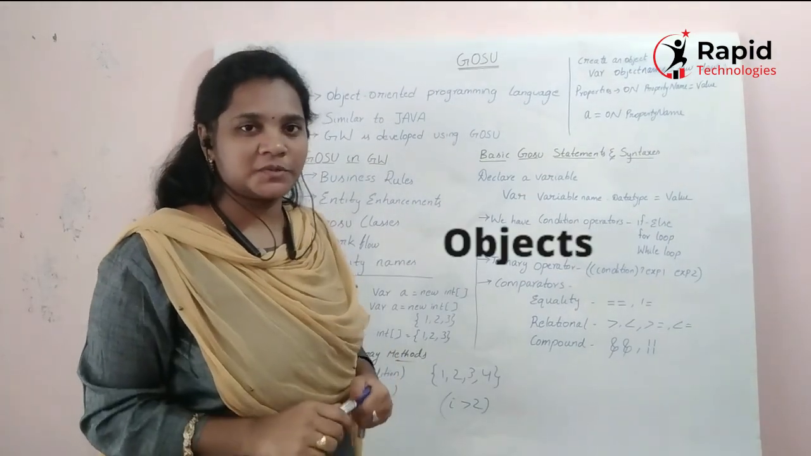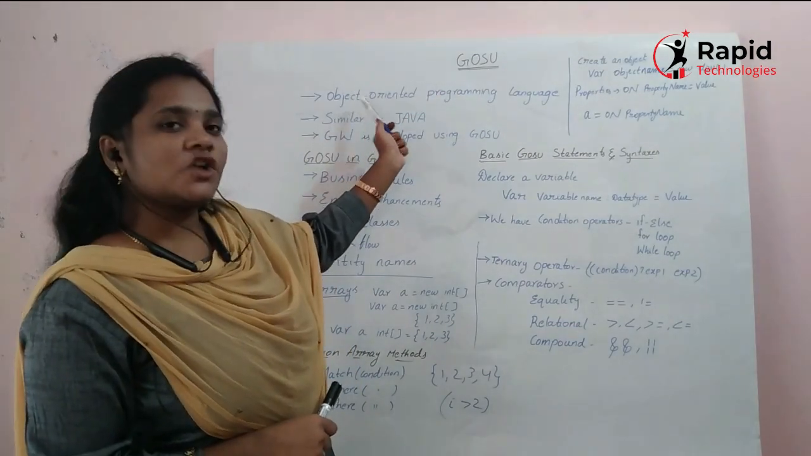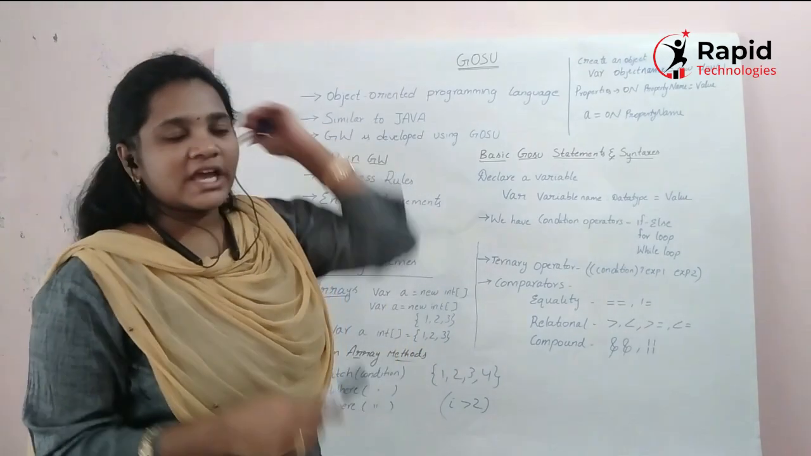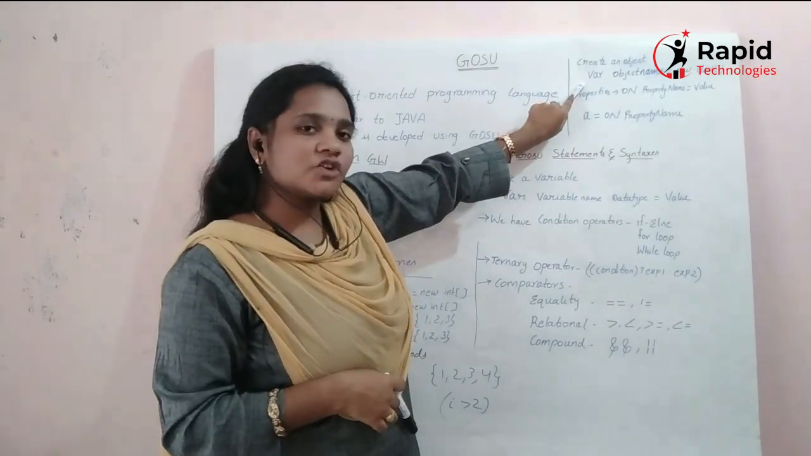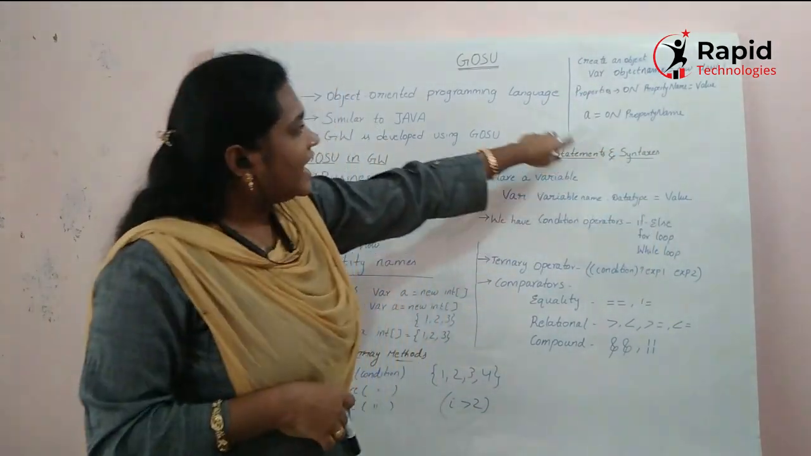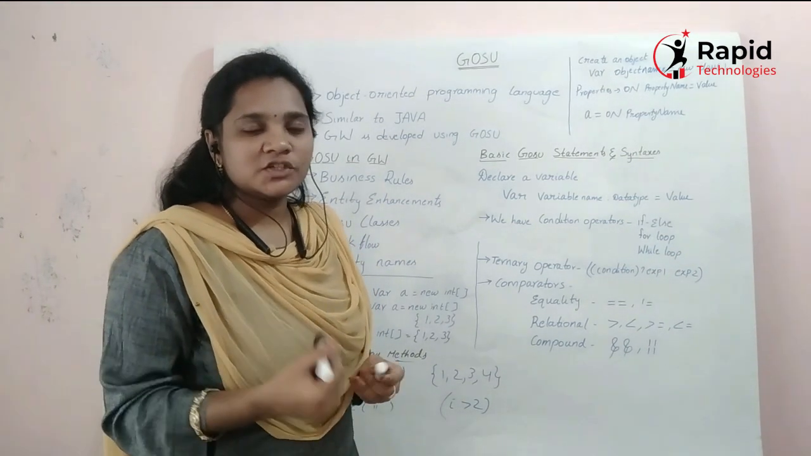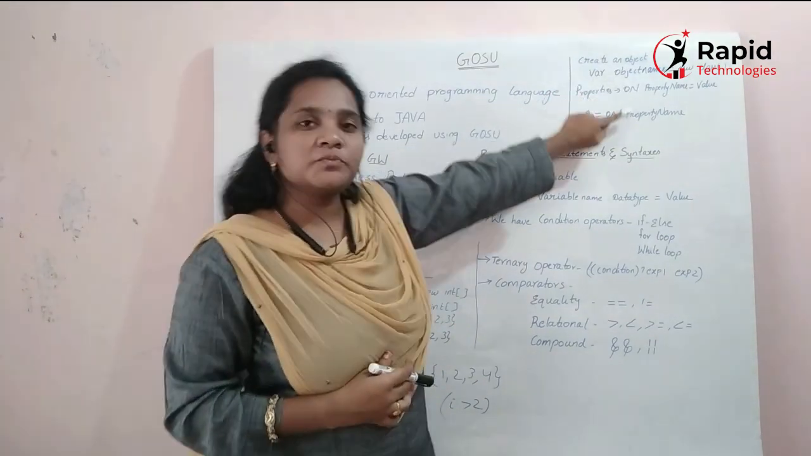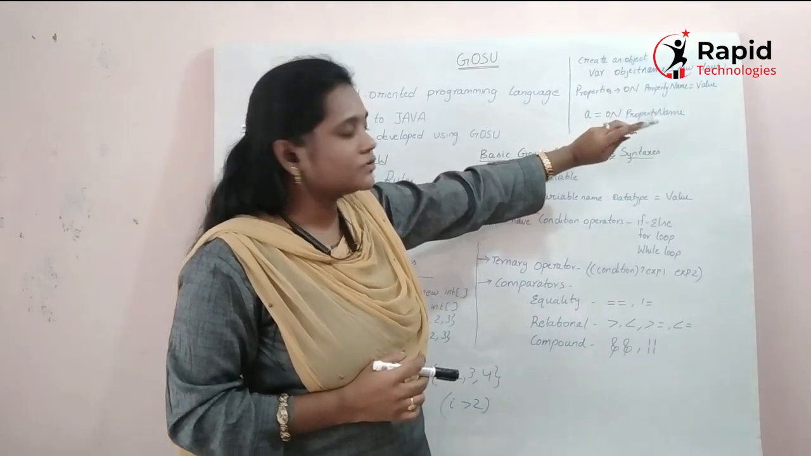Now coming to objects. As we have mentioned before, Gosu is an object-oriented programming language. We have different objects, so we have classes and we have objects here. The syntax to create an object is var object name equal to new class. And we have different properties for each object. To set a value to the property of the object, the syntax is object name dot property name equal to value. So here we can give the value to the property.